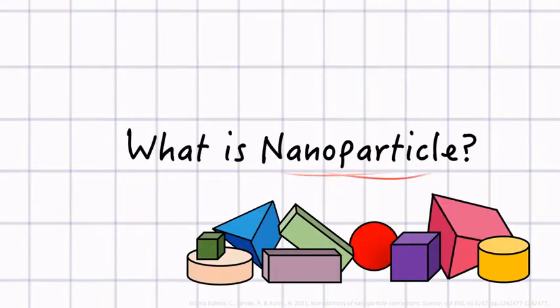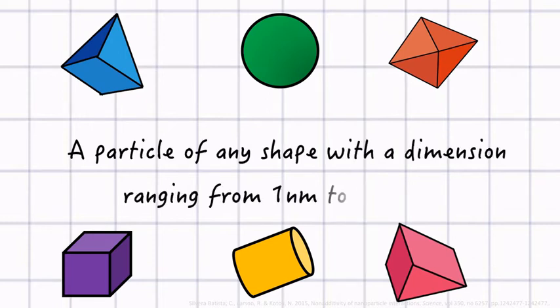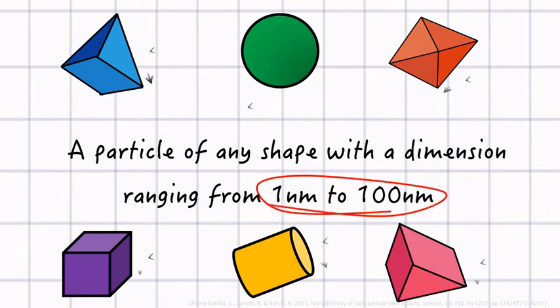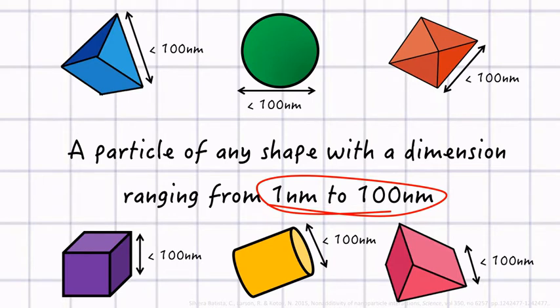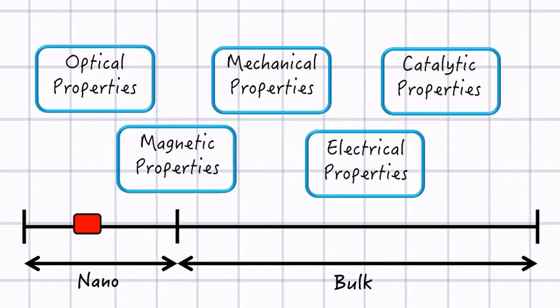But what is a nanoparticle? According to the International Union of Pure and Applied Chemistry, a particle of any shape with a dimension in the range of 1 nanometer to 100 nanometers can be identified as a nanoparticle. So why are nanoparticles important? Because they show very different physical and chemical properties, such as optical, electrical, mechanical, magnetic, and catalytic properties.